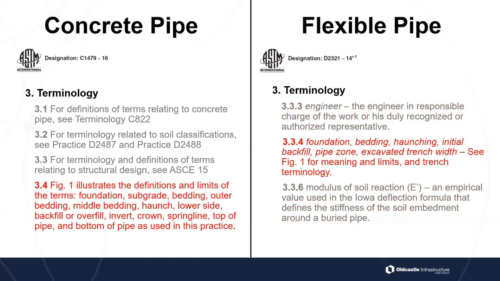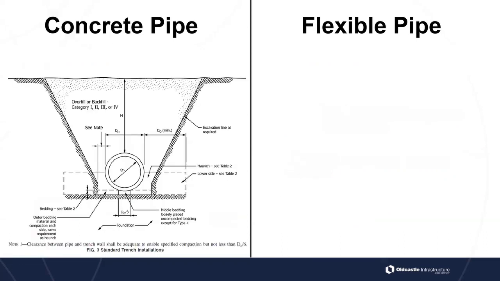Okay, there's also obviously the two sections, 3.4 and 3.3.4 here, in concrete and flexible. They both talk about the different definitions of foundation and bedding, and there's a different figure for both of those that we look at. So let's go ahead and take a look at that figure here. So this is for concrete pipe. If you notice here, it's got a note that says clearance between pipe and trench wall shall be adequate to enable specified compaction, but not less than DO, or the outside diameter, divided by 6. So that is the limit that we've got there.